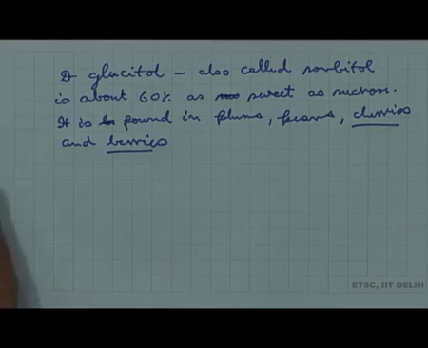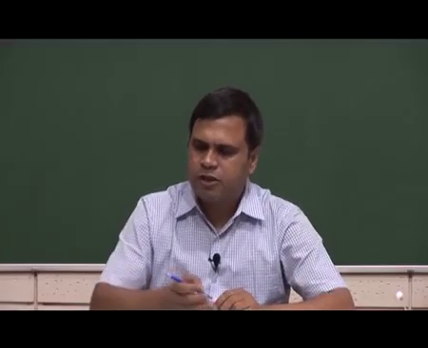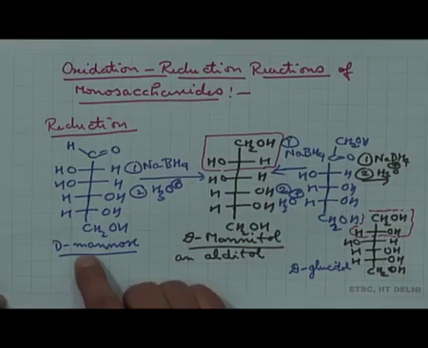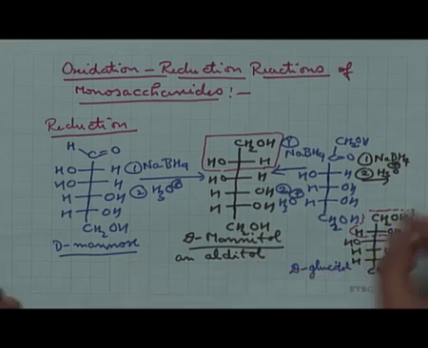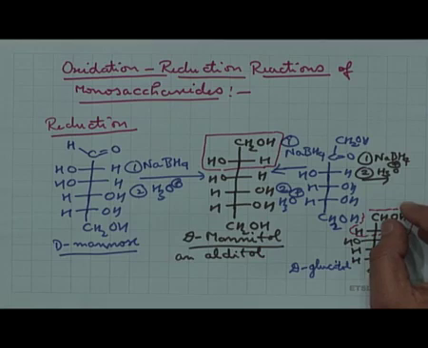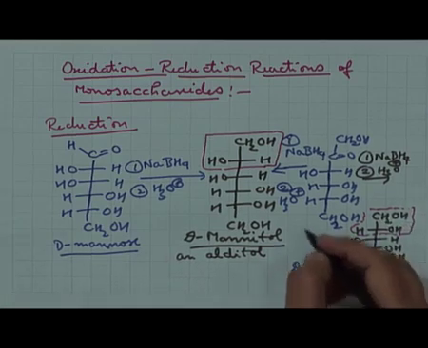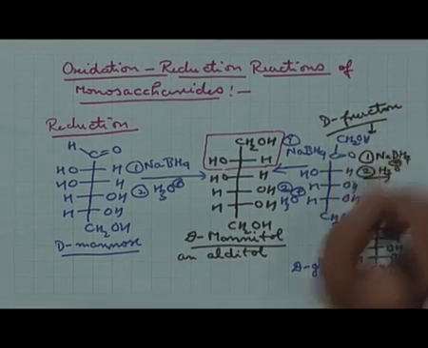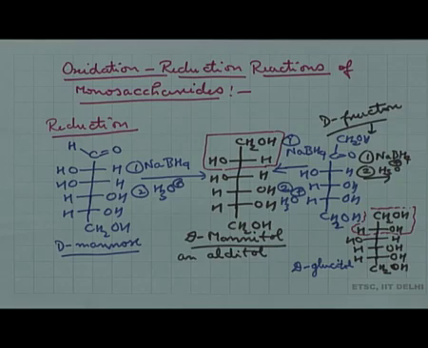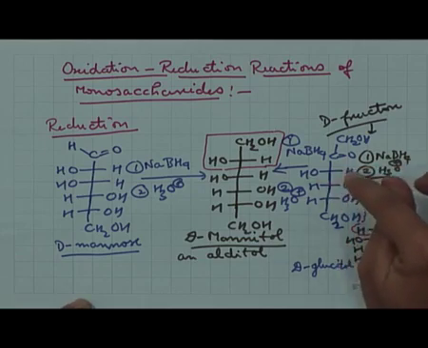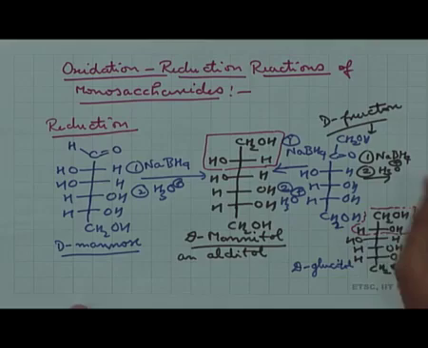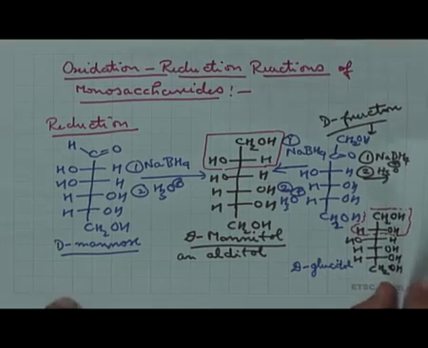Now, let us talk about the oxidation reaction. We discussed reduction. In the reduction, we saw that mannose can get reduced to mannitol, whereas if we start with the ketohexose D-fructose, it will give a mixture of products. If the hydride attacks from the top face, then it will give D-glucitol. If it attacks from the bottom face, then it will give D-mannitol. These two products are possible.